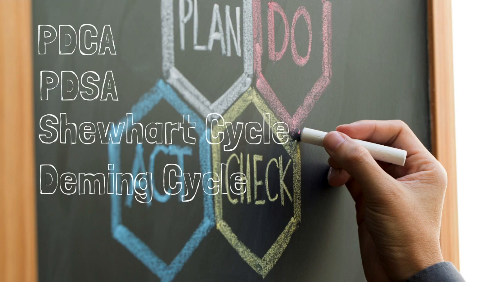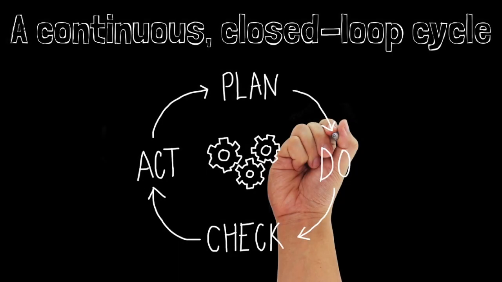Other names that you'll hear these two tools referred to as is the Shewhart cycle, after Walter Shewhart, or the Deming cycle, after Edwards Deming. All of these cycles encourage an individual to take the four-step approach to solving problems. It's important to know that this four-step process is continuous and that it's a closed-loop cycle, meaning that learning gained in the initial cycle is rolled over and carried forward into future cycles.